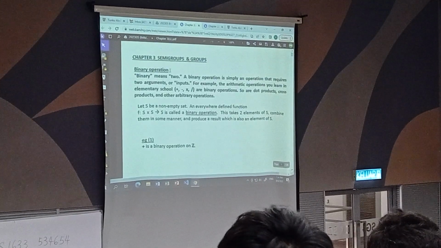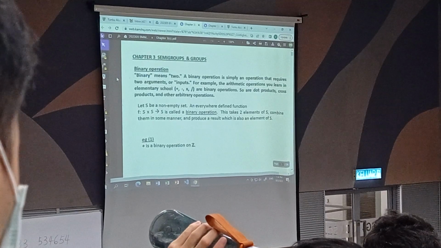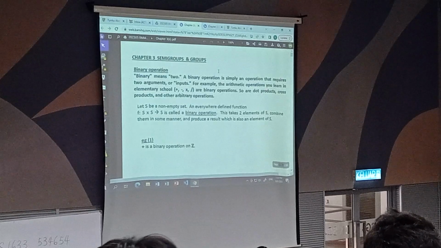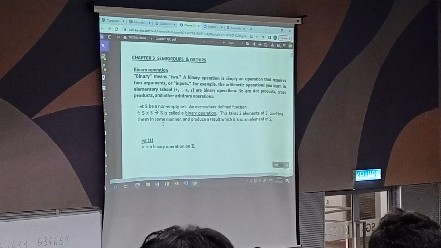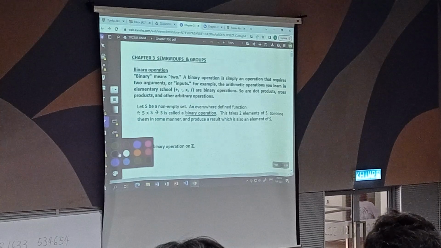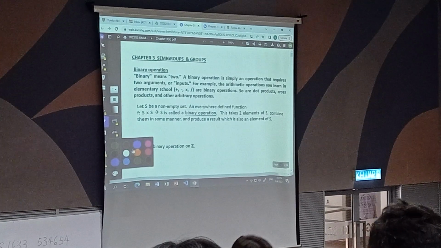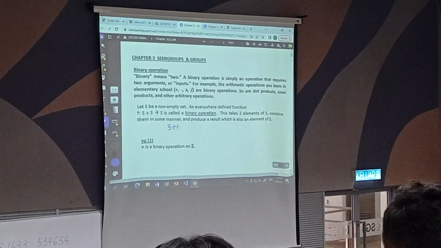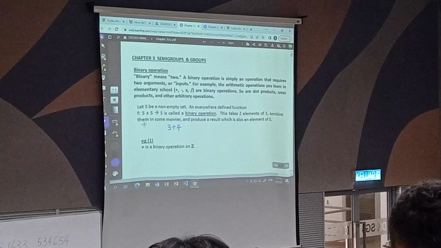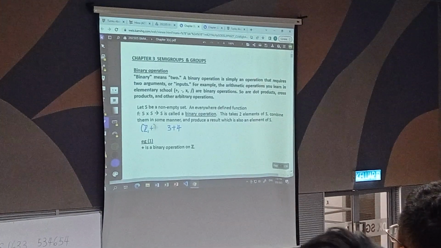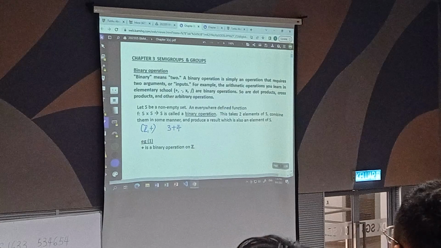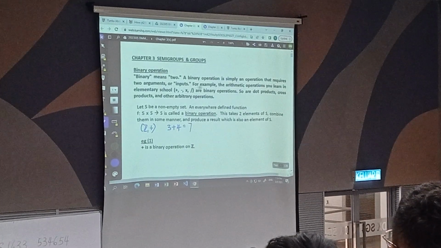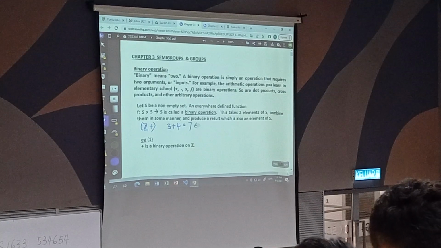Now, when can we say that the binary operation is valid? Let's say I give you a set of integers, okay? A set of integers means you have all the numbers, let's say 3 plus 4, the operator is plus, and you have integers with the operator plus. If I take any 2 integers and I add them together, I will get the answer 7, which means this is also from the integers, right?